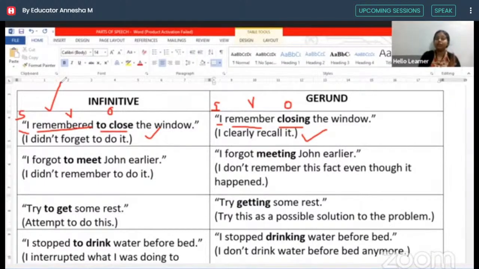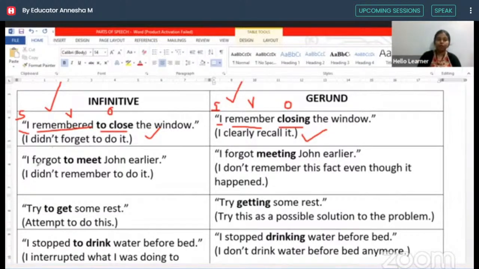Okay, this is infinitive. But if I say the same sentence using gerund, I remember closing the window, then इसका हिंदी का अर्थ क्या होगा? मुझे याद है कि मैंने खिड़की बंद किया था. Okay, मुझे याद है कि मैंने खिड़की बंद किया था. Two different meanings in two different sentences. Okay guys, so infinitive यूज कर रहे हैं या gerund यूज कर रहे हैं, इस पर डिपेंड करता है कि मतलब कैसे चेंज होगा. कौन से वर्ब को यूज करने पर ये होता है?